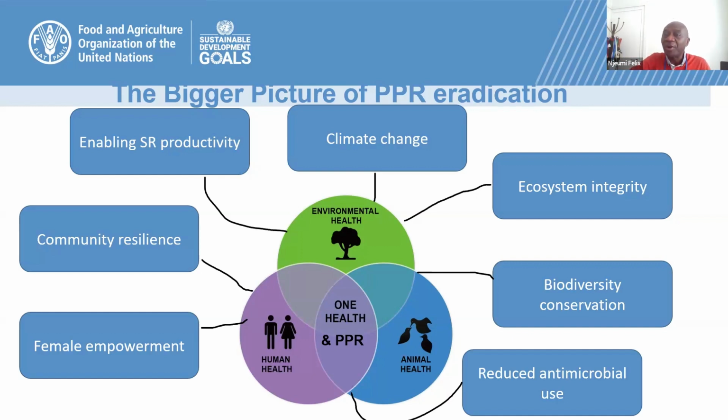I just mentioned ecosystem or biodiversity with the tiger population in Mongolia, but as I was saying, reduced antimicrobial usage. How are we making sure that with PPR eradication, using not PPR but other small ruminant disease, we try to influence AMR? But in terms of human health, we have the community resilience. We have the female empowerment.